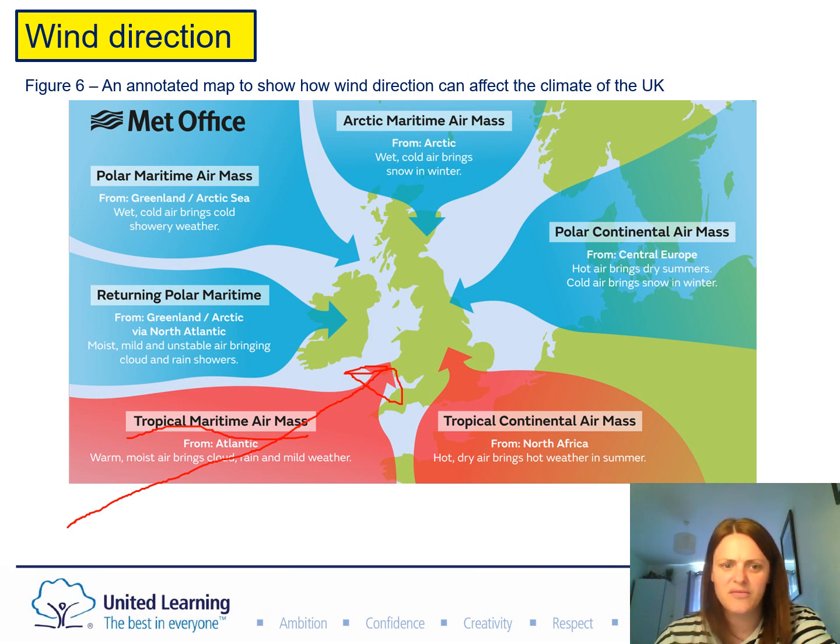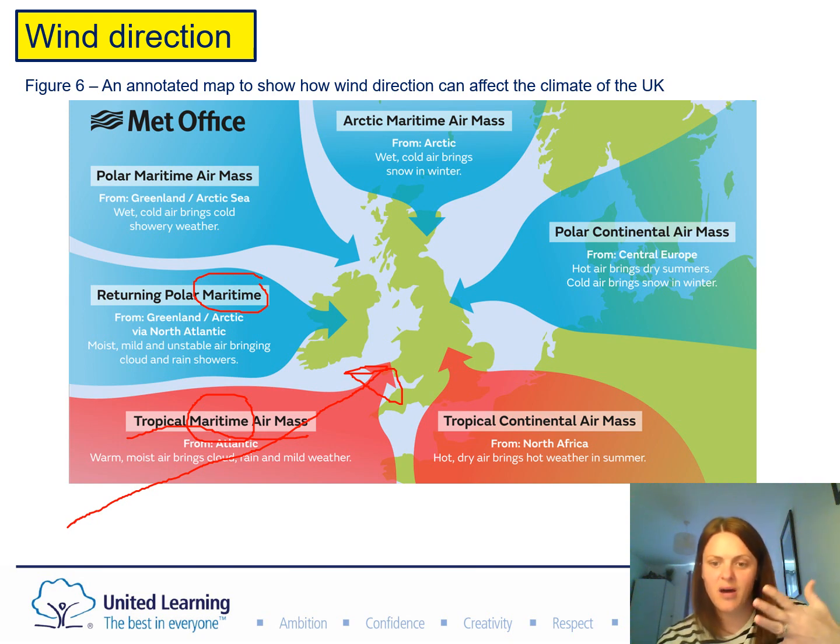So why do we get lots of rain then? Well, look, anything that is coming across the ocean, or maritime, will mean that the air that is being blown across the ocean is going to pick up moisture as it goes. So across the ocean it's going to pick up that moisture, and as it gets to land it's going to release that moisture and rain.